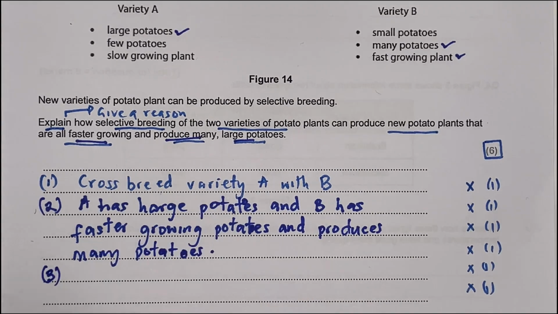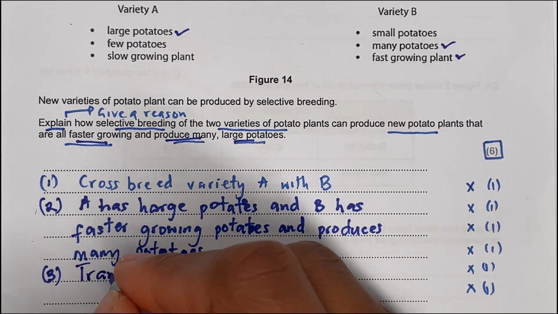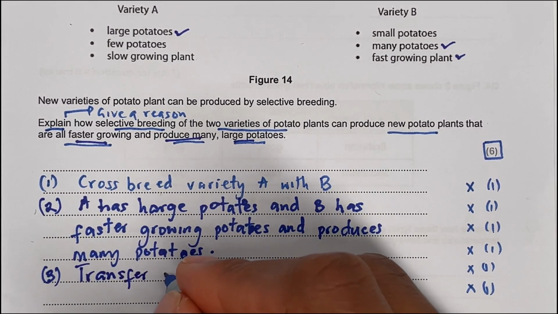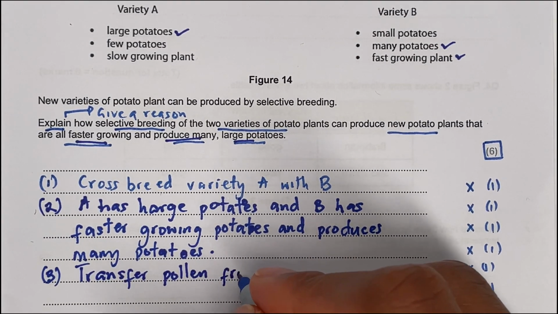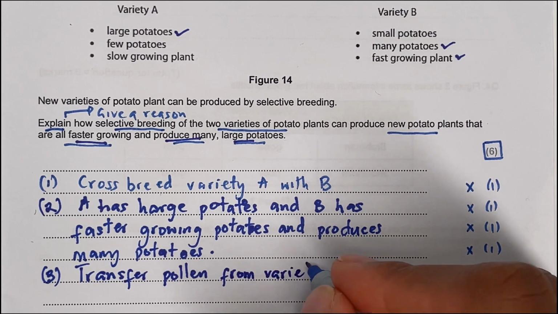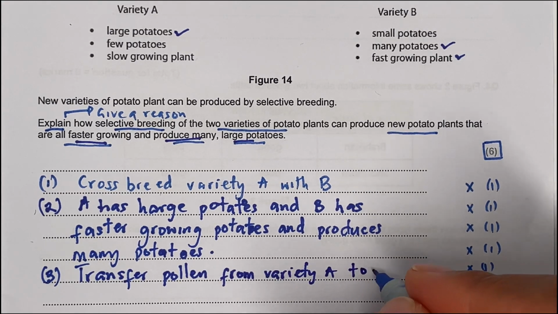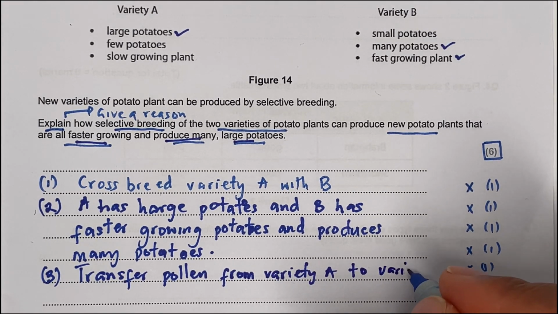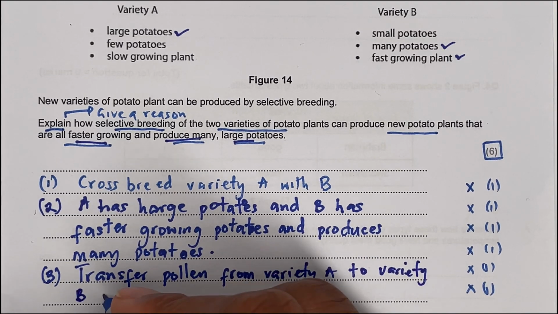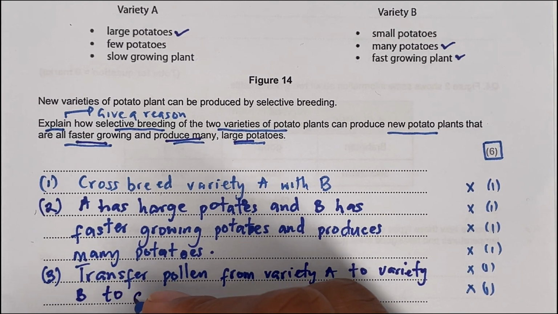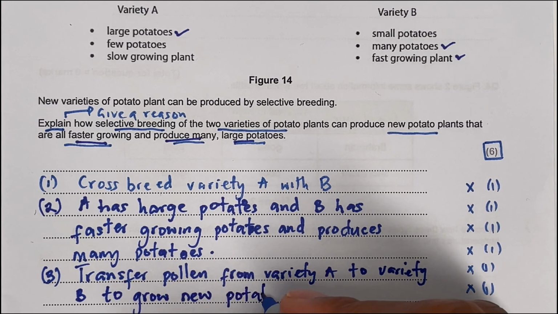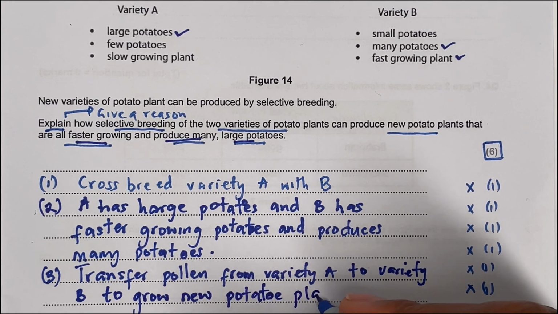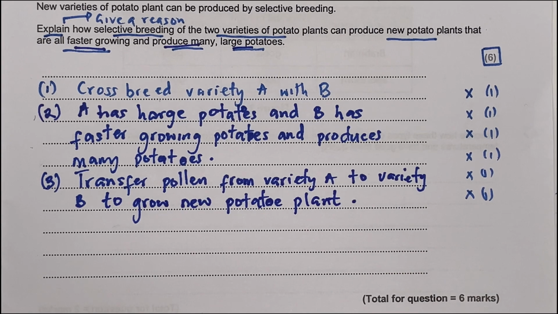So how do I do that? I need to transfer pollen from variety A to variety B to grow new potato plant. When I've done that, what do I do next?